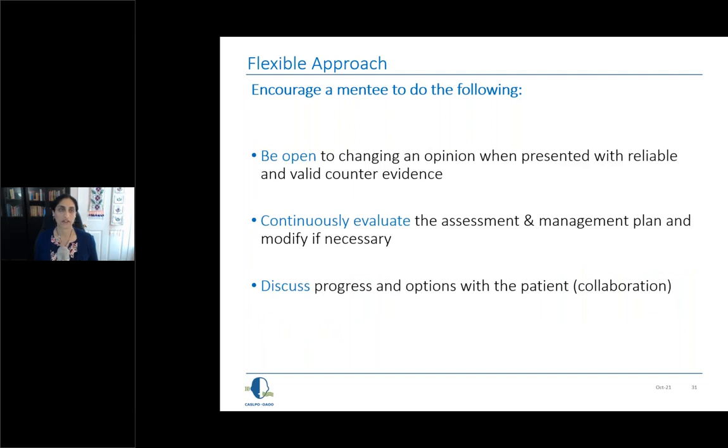More on flexibility. So encouraging a mentee, this is an important one, to be open to changing an opinion when presented with reliable and valid counter evidence. So sometimes it's easy to get stuck in one particular way of thinking, but part of being flexible is to be able to take new information and to think, okay, how can I open myself up to a different approach? So to continuously evaluate the assessment and management plan and modify if necessary. And collaborating with the patient is also very important. What is the patient telling you? What information is the patient giving? So involving the patient as well as a part of flexibility.